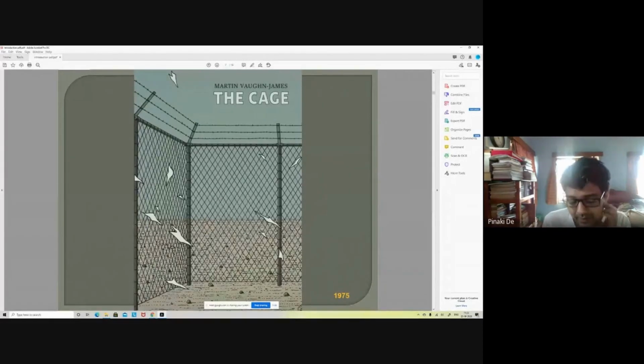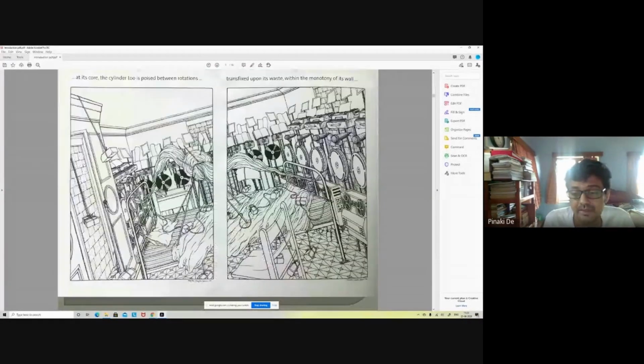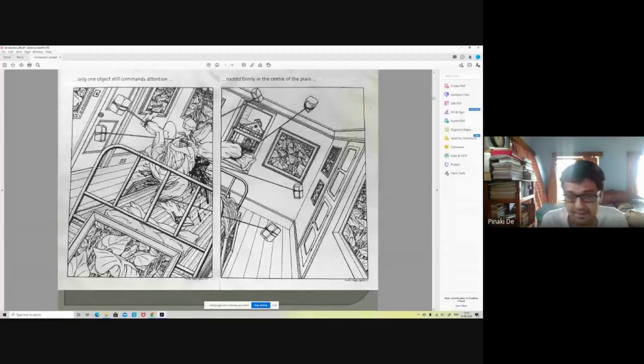Whenever you actually go, this is a very old comic called The Cage by Martin Vaughn-James. And this is unlike your Batul or Handa Bhonda. In fact, this is unlike your Tintin even. And here you can see that there is a painterly quality. So let me look at this, for example. If you study the page, I hope you can all understand. So this is a page.